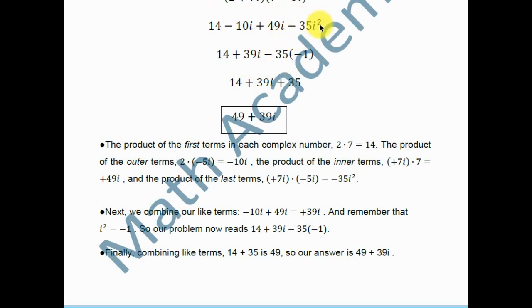Then we remember that i squared is minus 1. So our problem now reads 14 plus 39i plus 35, and the final result is 14 plus 35 is 49 plus 39i.